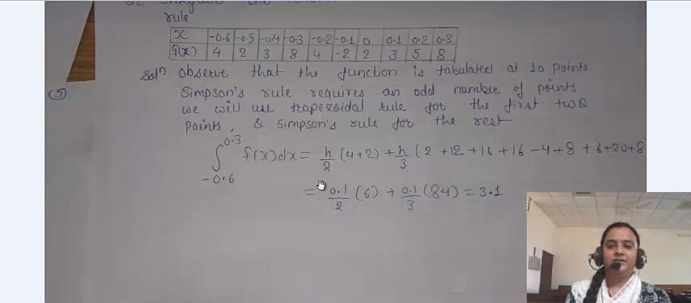Now, the final calculation of this expression will be 0.1 upon 2 into 6 plus 0.1 upon 3 into 84. The final answer is 3.1. So, the integration of the function f of x dx within the range minus 0.6 to 0.3 is equal to 3.1. Note that we have used here trapezoidal rule and Simpson's rule both.